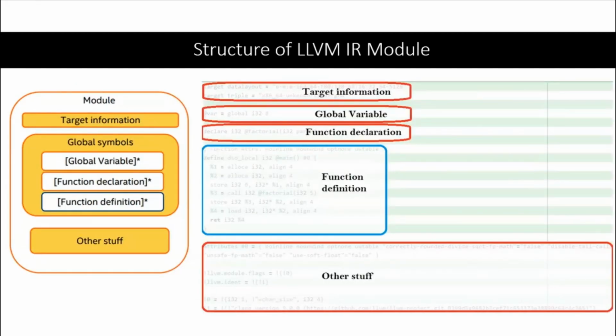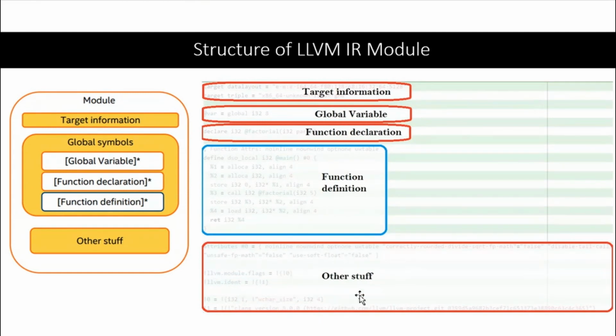So this is an example of a module file. We have target information first that tells us information about the target machine that we are compiling for, including the various available data types and whatnot. We'll get to that later. Then we can have global variables. We have global function declarations, and then we can have function definitions, and we can have some other stuff.